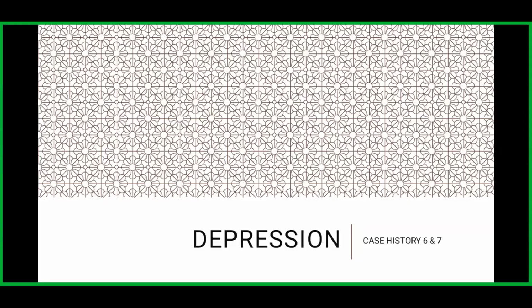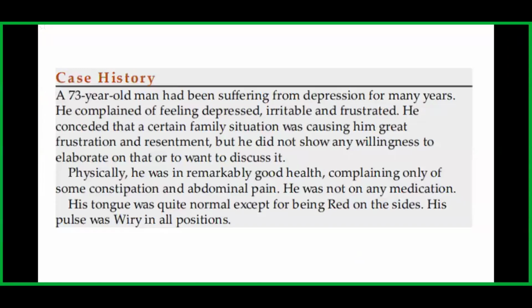Now let's talk about case history 6 and 7, depression. Case history: a 73-year-old man had been suffering from depression for many years. He complained of feeling depressed. A certain family situation was causing him great frustration and resentment, but he did not show any willingness to elaborate on that or to want to discuss it.